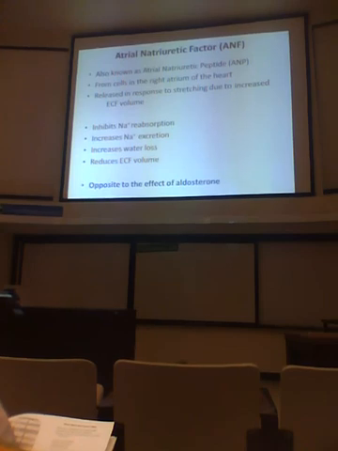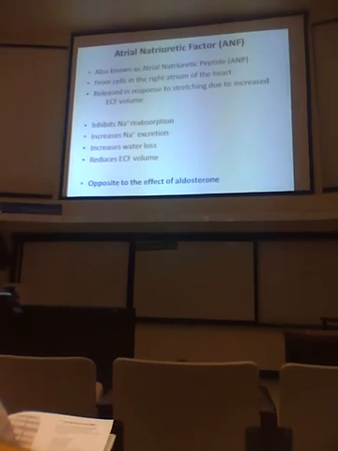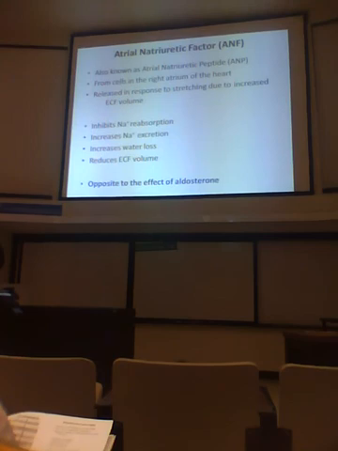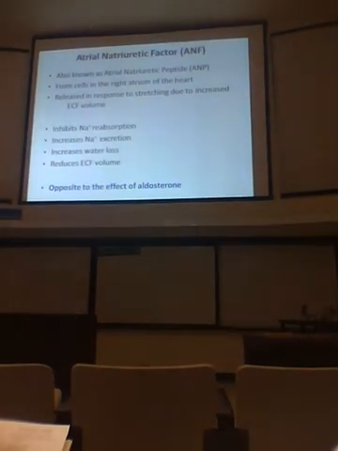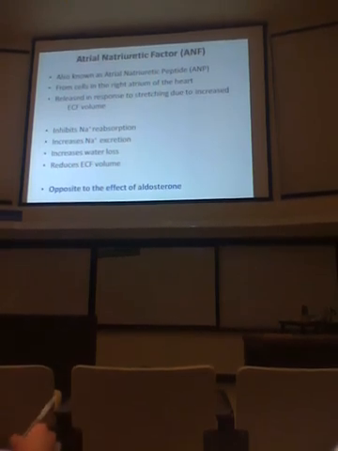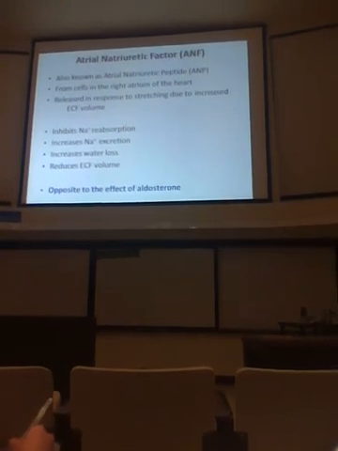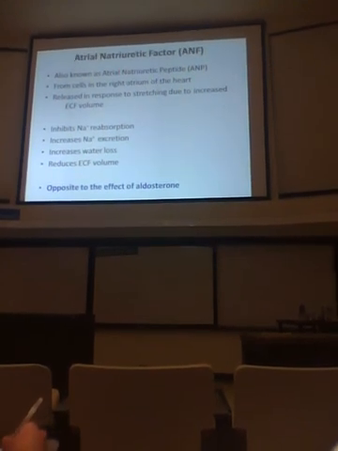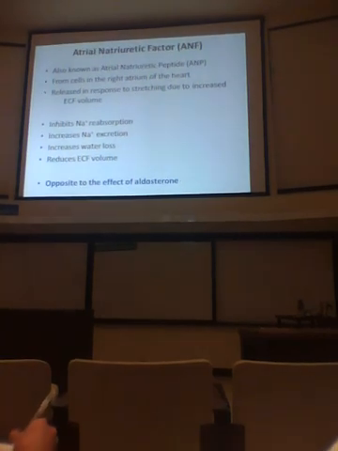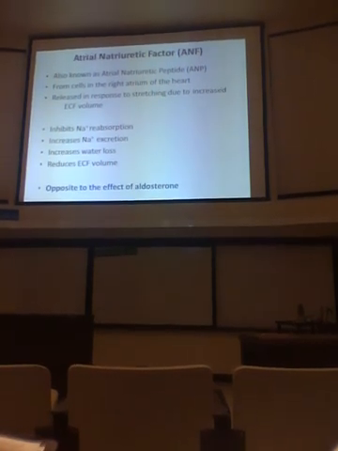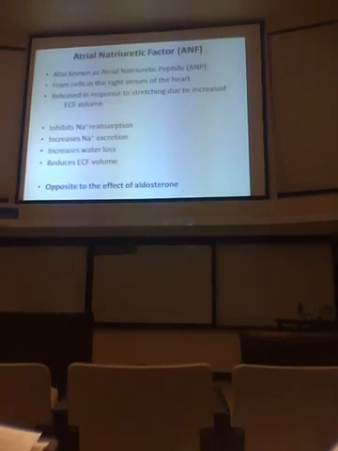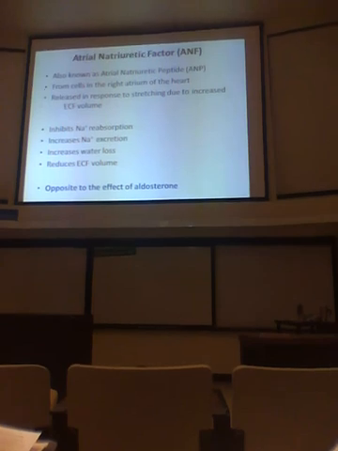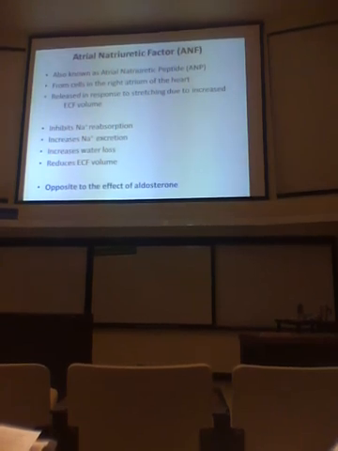And natriuretic, natri, what's natri? Na? Sodium. Anything with natri in it is sodium. Natriuretic, sodium in the urine. So you've got a hormone that affects sodium in the urine, natriuretic, and it's atrial, so it comes from the heart. It's an easy name if you understand the origin of these words. Atrial natriuretic factor. It comes from cells of the right atrium.